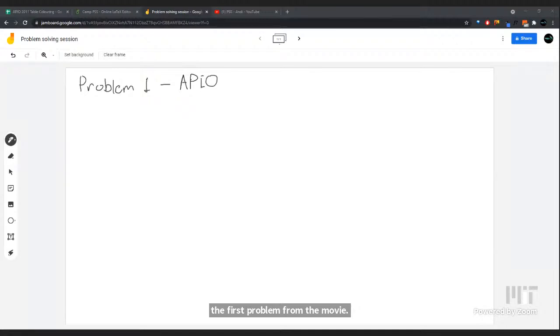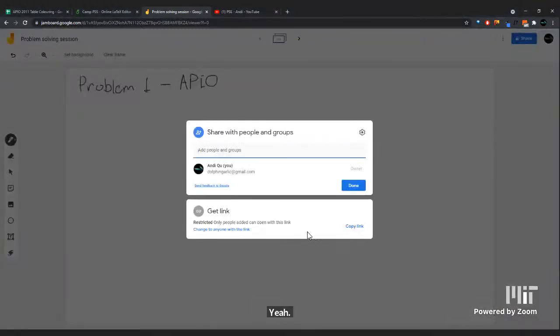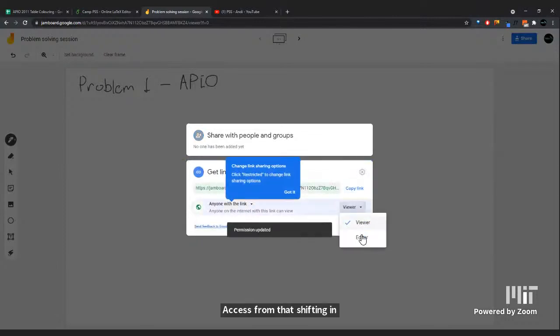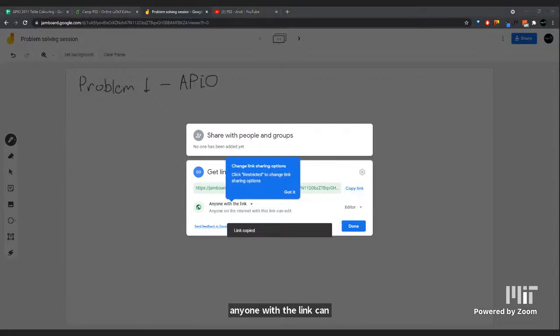Yeah, does this work? No, I think you need to give it access from that share thing. You need to click, change to "anyone with the link can edit." Okay.